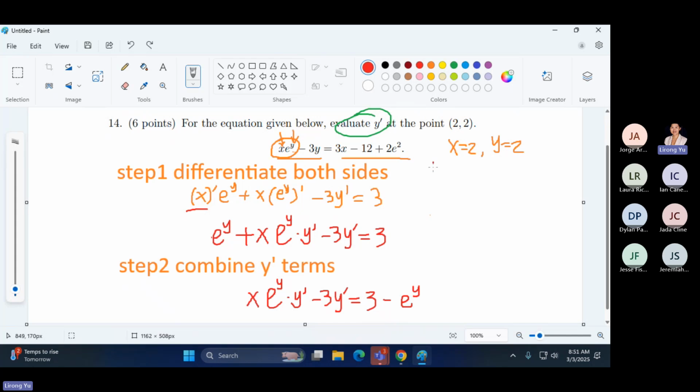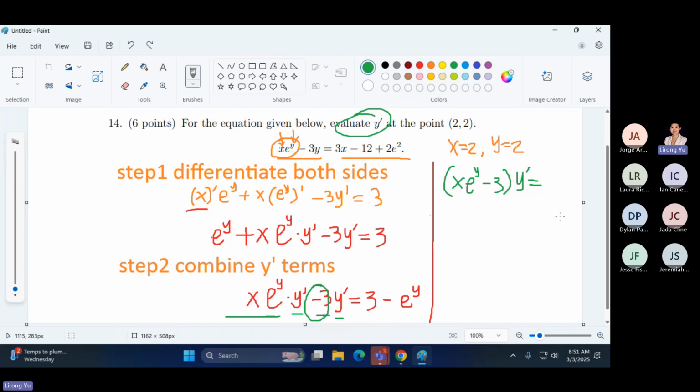We're trying to combine the y prime. Since this one has y prime, that also has y prime, y prime is a common factor. So I'm going to grab the y prime and put it on the outside. We factor the y prime out. Without the y prime, the first term is x e to the y, minus the second one is this one. Take the y prime out, you have the minus 3 left. So I have that minus 3.